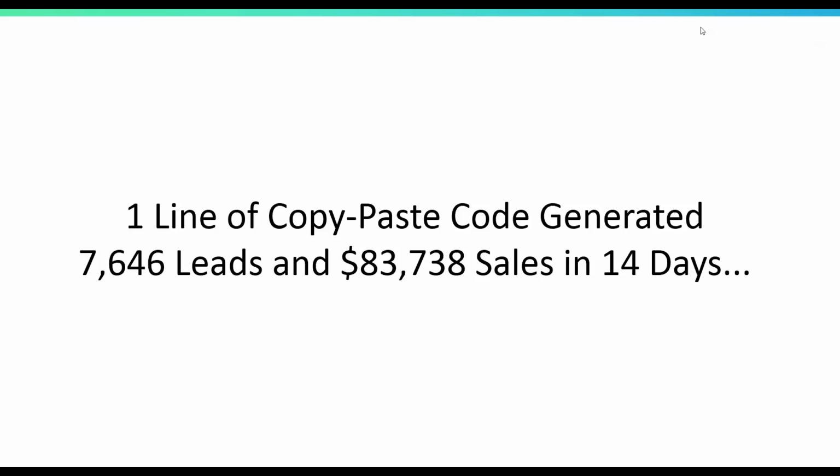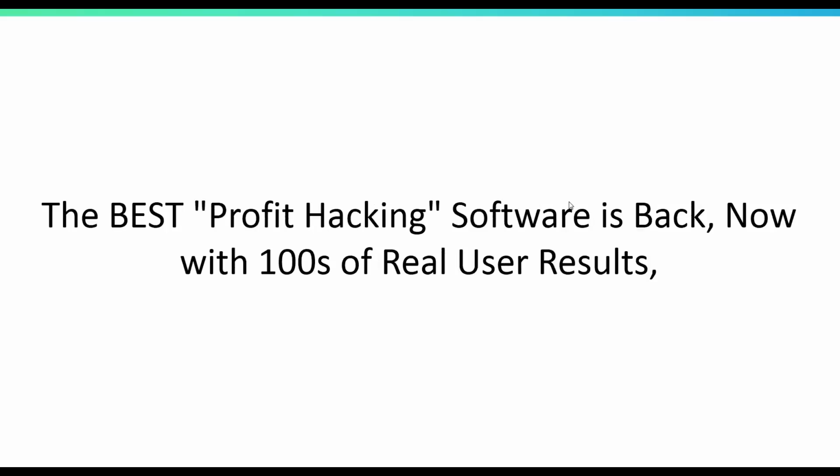So again, our focus today is how we can completely automate or make our marketing smarter by using just one line of code that you can copy and paste to generate 10 times more conversions, more leads, and more sales. With this system, you will be able to generate over 7,600 new leads and 83 grand more in sales, which is just in 14 days of using this platform. That's what we're going to talk about today.